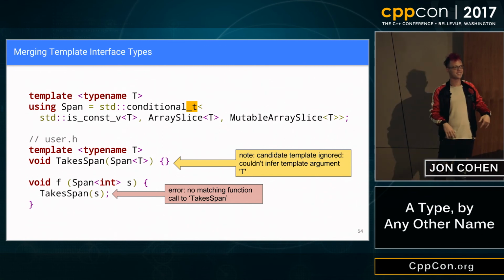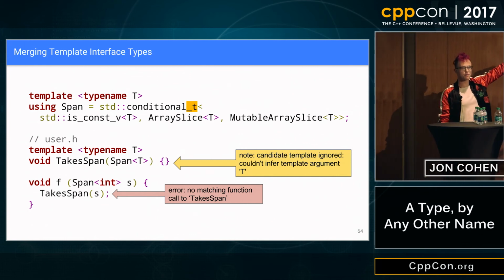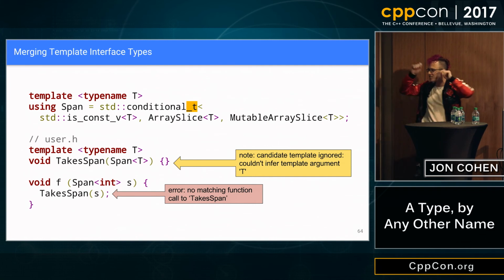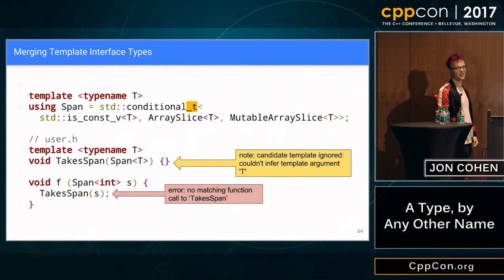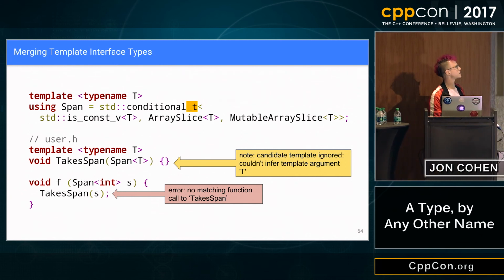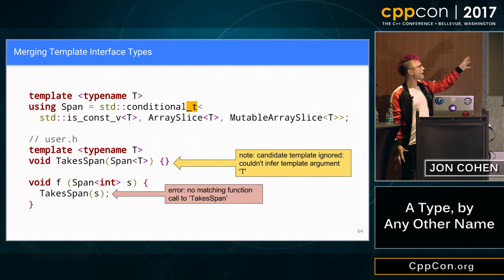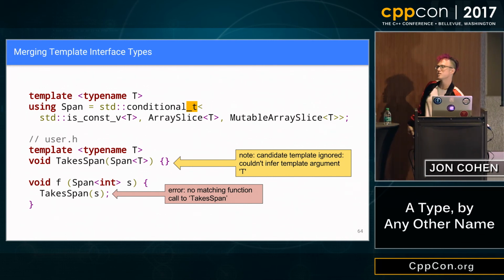I don't get it. It's literally like it was this close. The function it was calling was literally right above it. Like, compiler, just do the thing. Come on. It couldn't infer template argument T, and this is what I was talking about with dependent types. Span looks like a template class, but it's not. It's a template alias, so we need another way to do this thing.